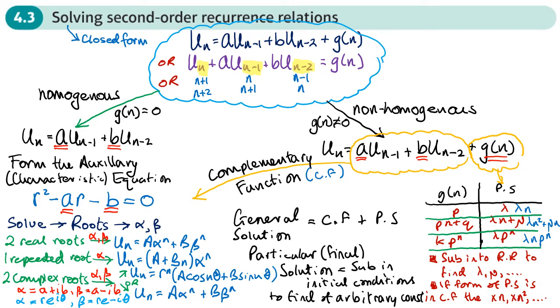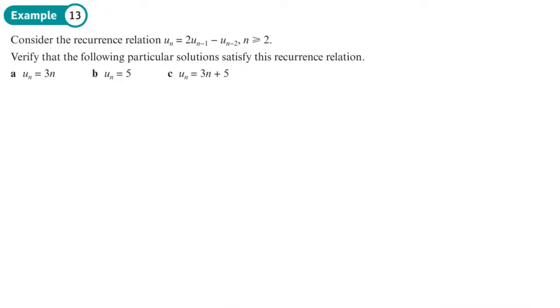Okay, we'll just put const there because I've run out of space. And these arbitrary constants will be the values of a and b that we have here that we got from a complementary function. Okay, so in this question, it says that we need to verify that the following particular solutions satisfy this recurrence relation. So we don't actually need to solve anything.